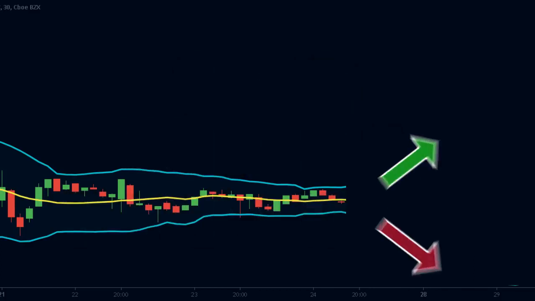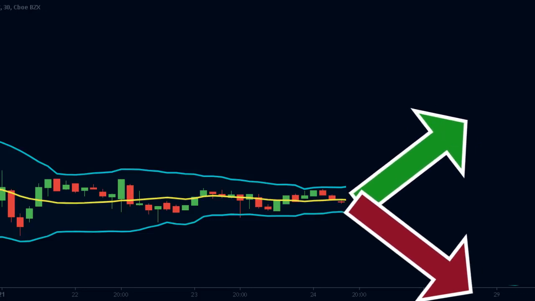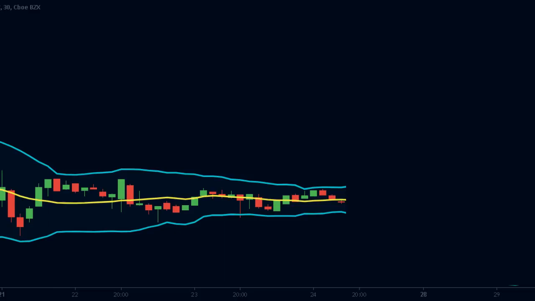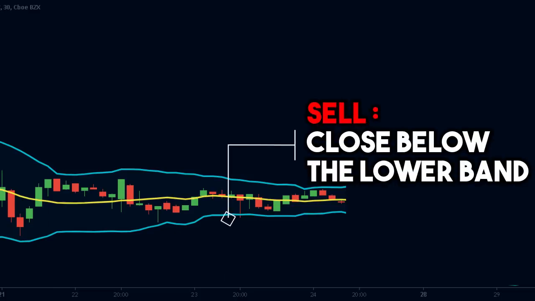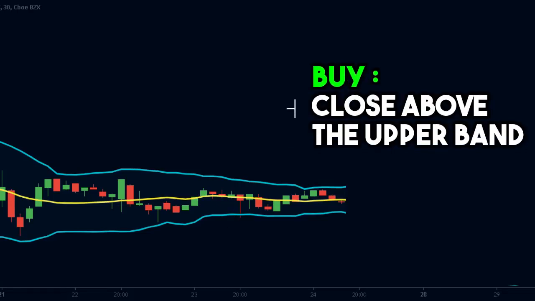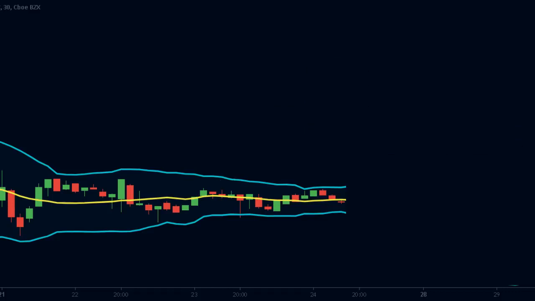The trending move could be in any direction. Hence, we have to keep an open mind. According to this strategy, we sell when the price closes below the lower band. Similarly, we buy when the price closes above the upper band. Let us now skip a few candles.